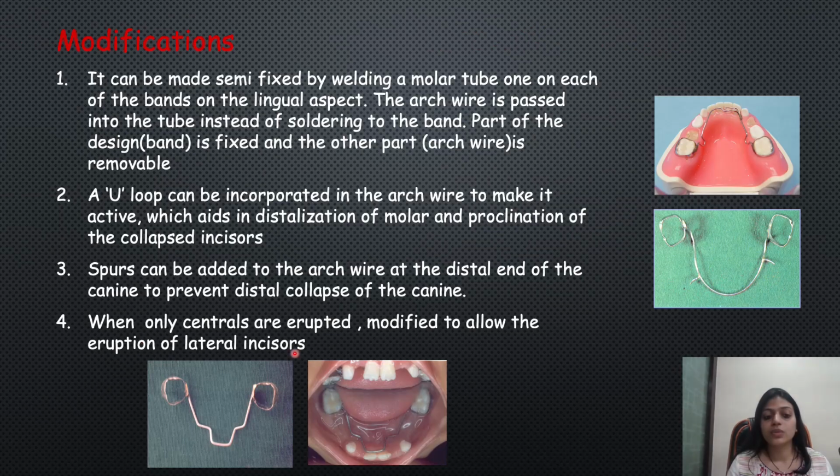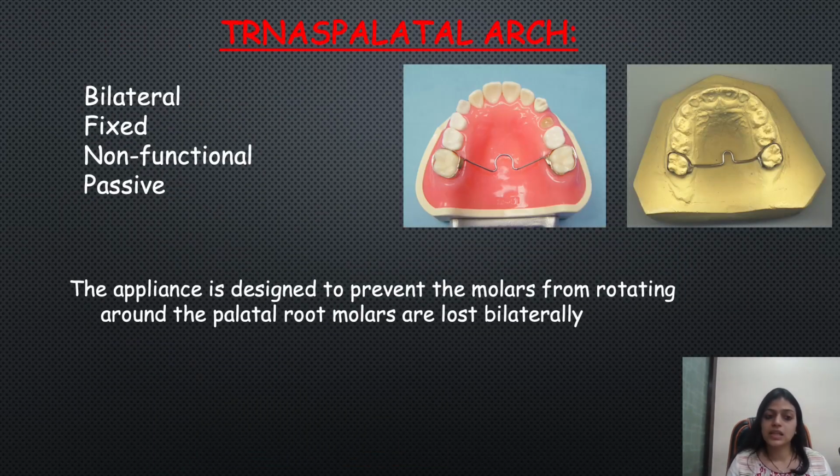And also when only centrals have erupted and laterals have not erupted, then it is modified to allow the eruption of laterals like this. So we are adapting it only to the centrals. Okay, in this picture we can see. Then the transpalatal arch, it is also a bilateral appliance, fixed, non-functional and passive. The appliance is designed to prevent the molars from rotating around the palatal root of molars, which are lost bilaterally. Okay, this is how it looks.